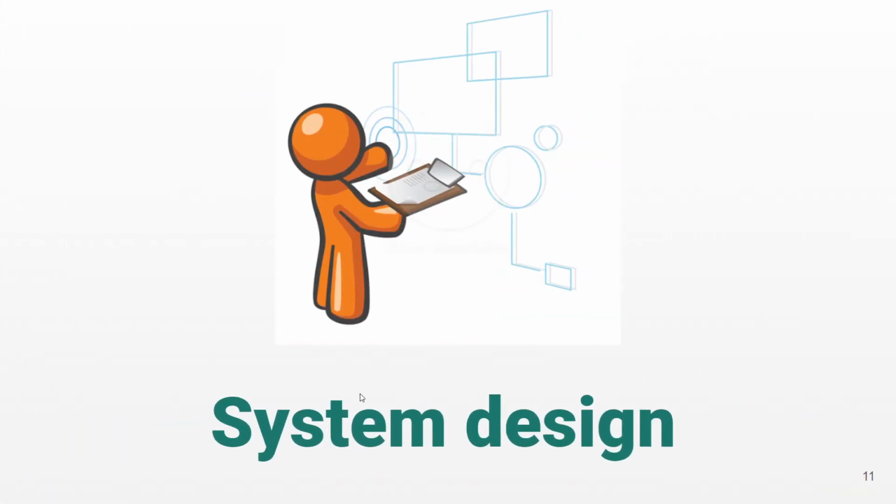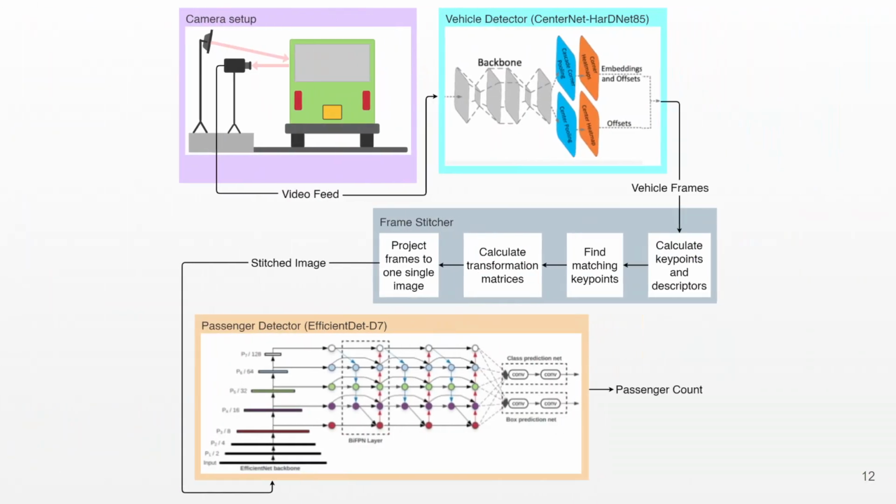So let's discuss the system design. The system has 4 main modules, 1 hardware module and 3 software modules. The first one is the camera setup, which has a near-infrared floodlight and a near-infrared camera.